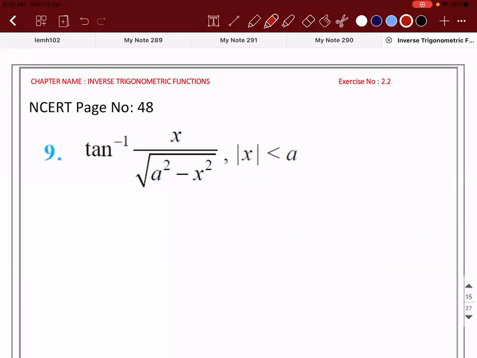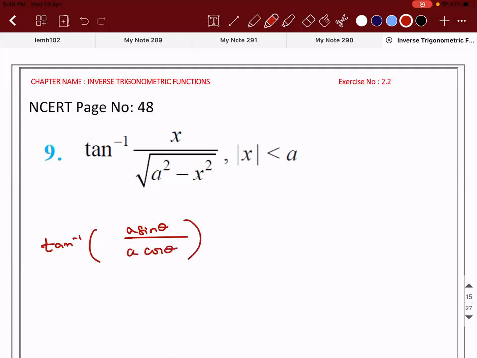So tan inverse of x divided by root of a square minus x square. I can put x is equal to a sine theta or a cos theta. What do you want to substitute? I will go with sine, because the numerator is clearly telling me that if I have sine here, the denominator is going to come in terms of cos. So sine by cos will be tan, because my answer is in tan. So I'll get tan inverse of a sine theta divided by a cos theta.